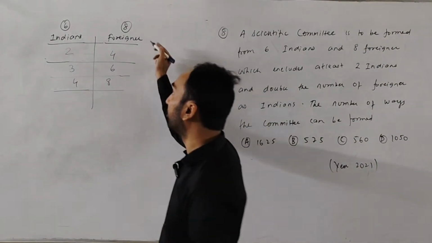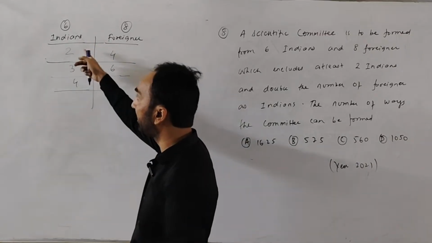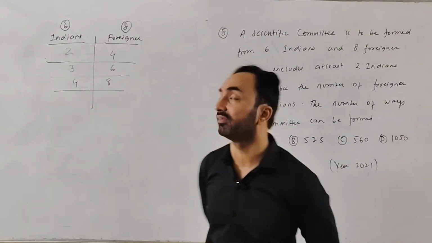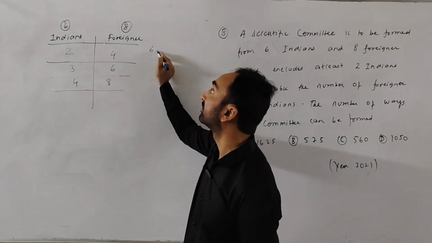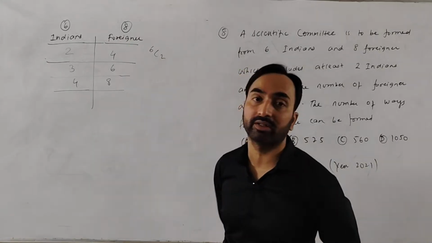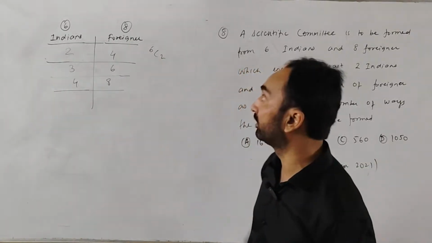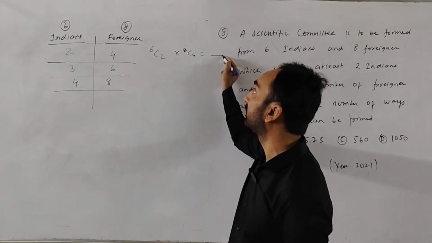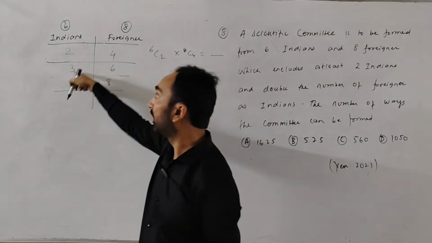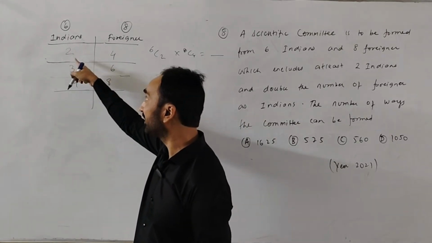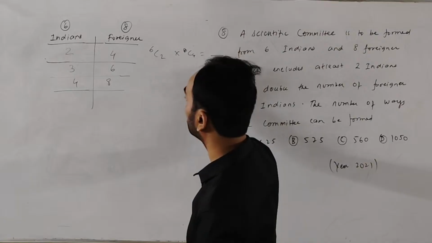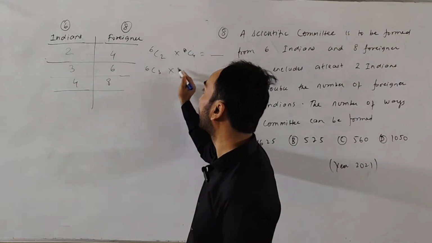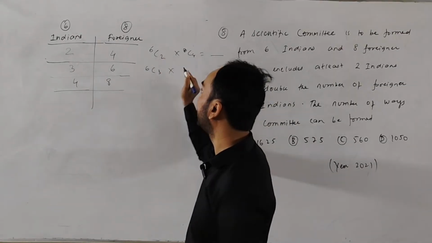No problem. Now see, this can be done in how many ways? In Indians, if we are choosing 2 Indians out of 6, that can be chosen in 6C2 ways, right? And out of 8 foreigners, choosing 4 can be done in 8C4 ways. Do the multiplication part, write it here. Similarly, if we are choosing 3 Indians, 6C3, I am just keeping this part. So this can be done in 6C3, and this can be done in 8C6.